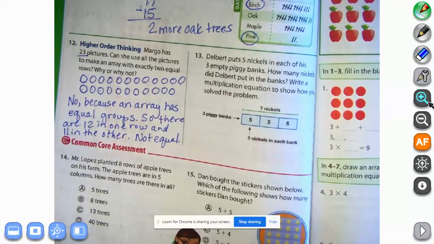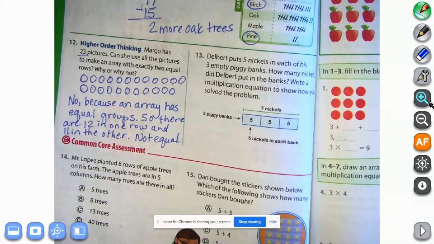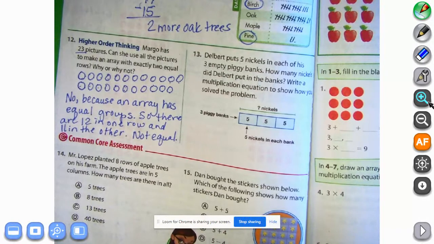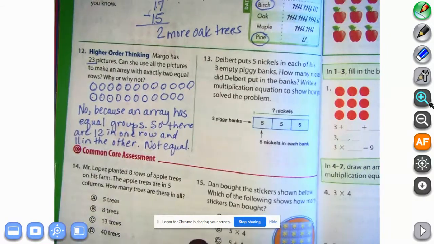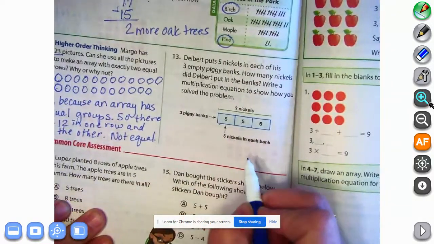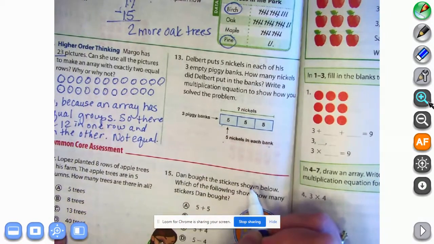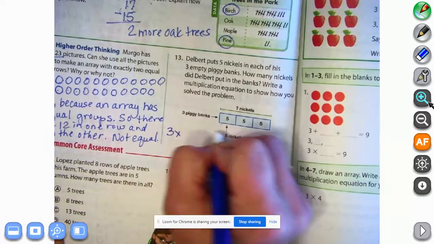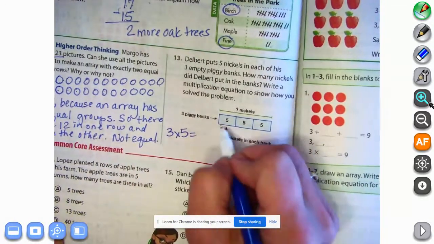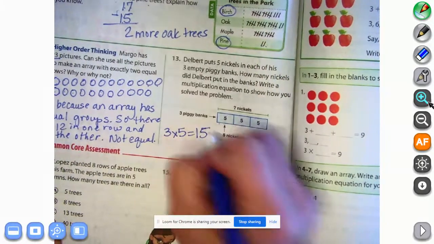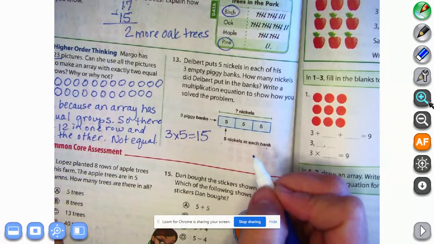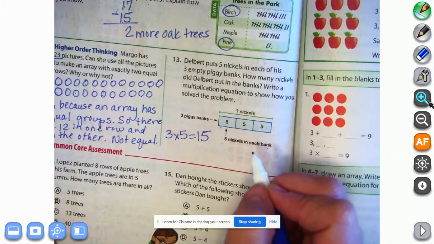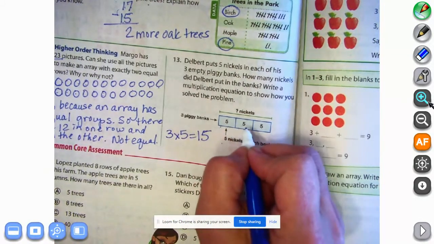So number 13 says, Delbert puts 5 nickels in each of his 3 empty piggy banks. How many nickels did Delbert put in the banks? Write a multiplication equation to show how you solved the problem. So there are 3 piggy banks, and he gave 5 nickels in each bank. Okay? So 3 groups of 5 equals 5, 10, 15. Okay? 5 plus 5 plus 5.